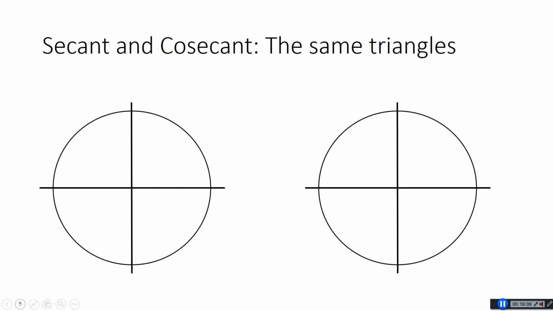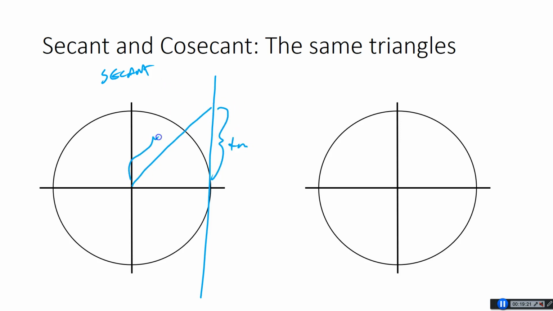All right, so secant and cosecant use the same triangles. So for secant, got a line here. There's our tangent line. When we extend, so we said this value right here is tangent. This guy right here is going to be our secant value. Okay, so as we go around, as we go up here, secant's going to be getting longer and longer and longer. And at the top, it'll be undefined again.